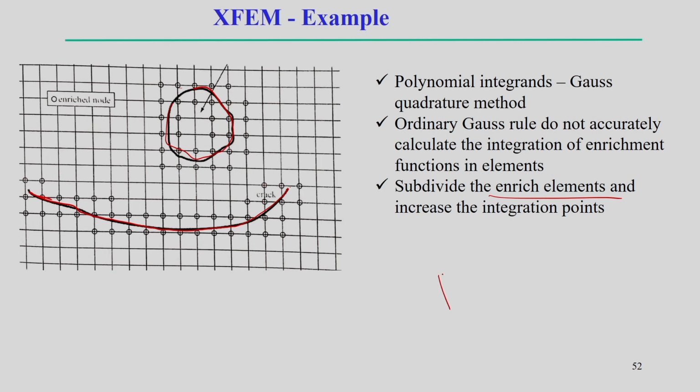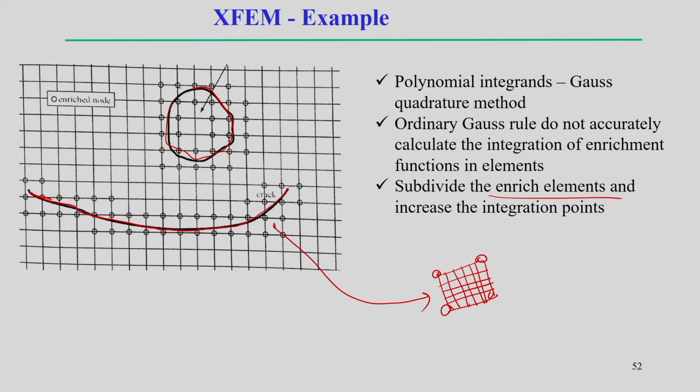In that case it is necessary to subdivide the enriched element. Suppose this is the enriched element; pick up this particular enriched element and subdivide it into small domains such that the number of integration points increases. Subdivision is required so that more integration points can be used. Then using the Gauss quadrature method or other numerical integration techniques, we can expect a very good result.